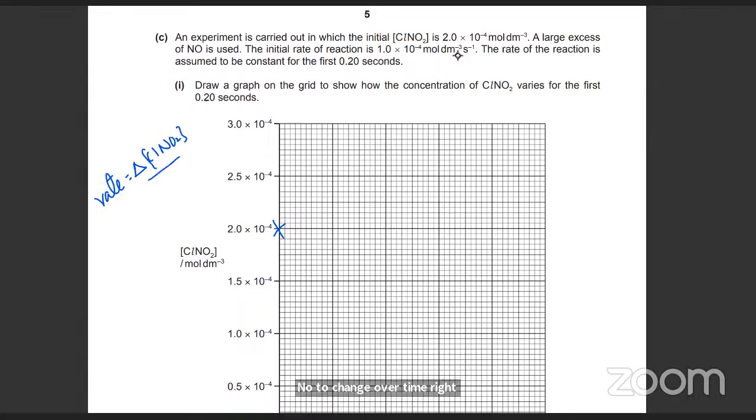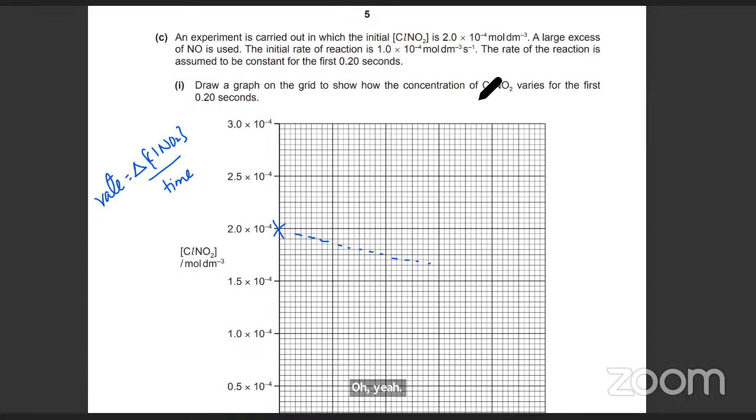Okay, that's change in concentration over time. That's what rate is. So you're plotting ClNO2 concentration. An initial concentration is given. A large excess of NO is used. The initial rate of the reaction is 1 times 10 to the power minus 4. The rate of the reaction is assumed to be constant. So it's a constant rate. That means the concentration of your reactant is decreasing at a constant speed. Is that clear? For the first 0.2 seconds.